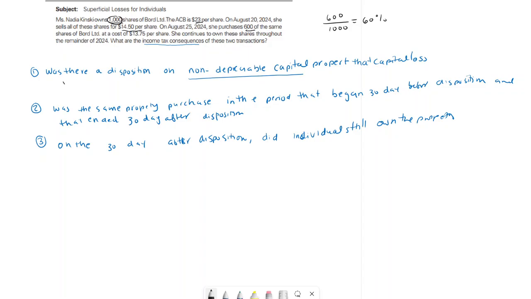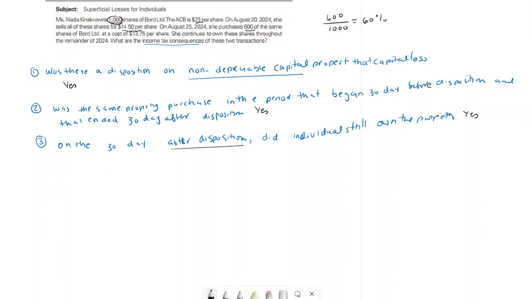So now, is this a superficial loss? Yes, the same property was purchased in the period that began 30 days before the disposition, and we also still own it 30 days after the disposition. So when you do that, what is my proceeds? My proceeds is 600 shares.